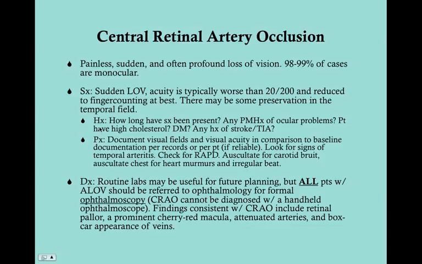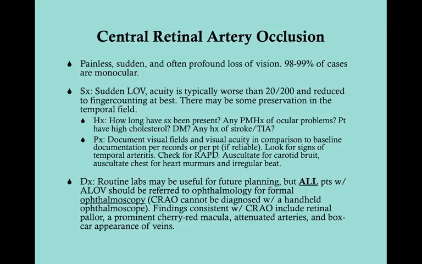So some of the things you're going to want to know from the patient, or at least know the questions that are going to help you with the diagnosis, is how long the symptoms have been present. Usually when somebody loses their vision, they're going to get to the ER as quickly as possible.